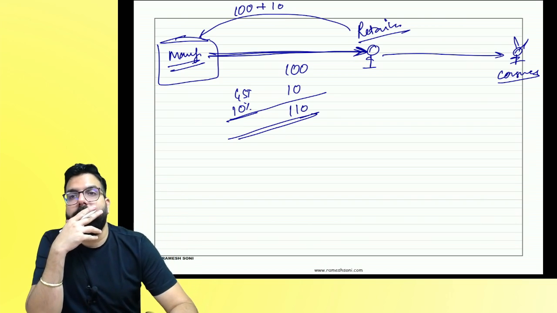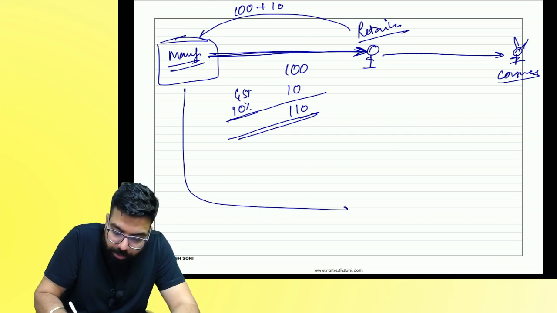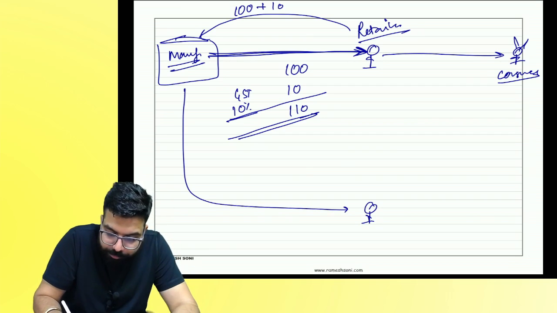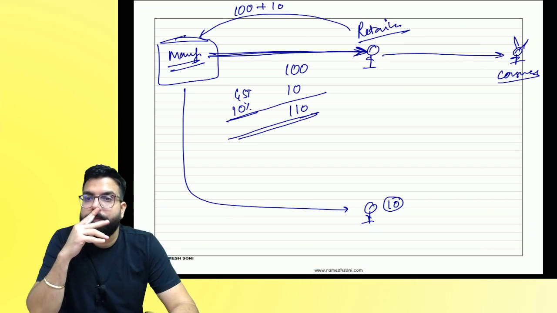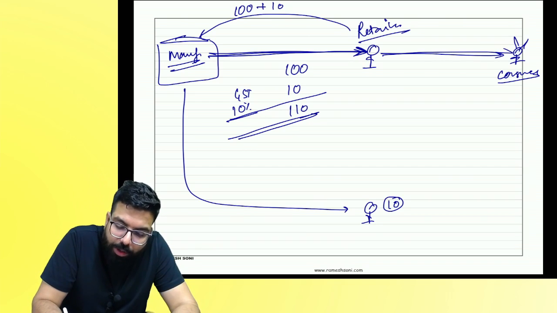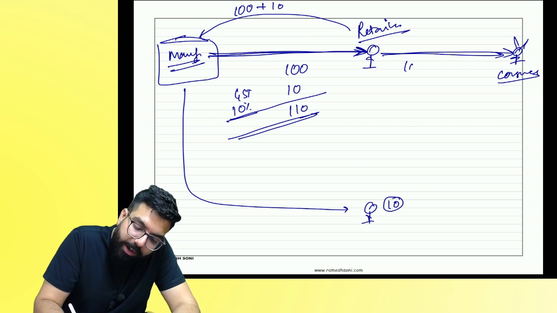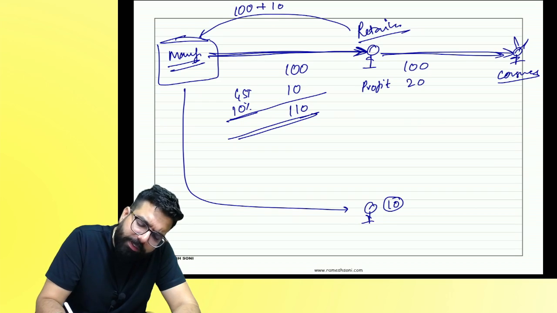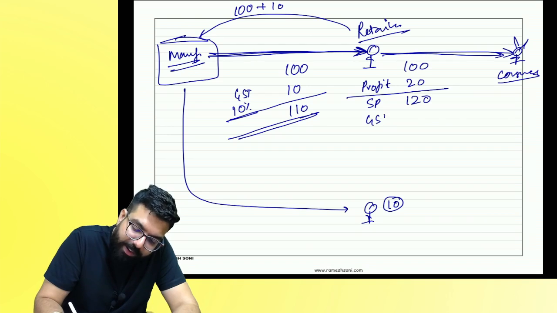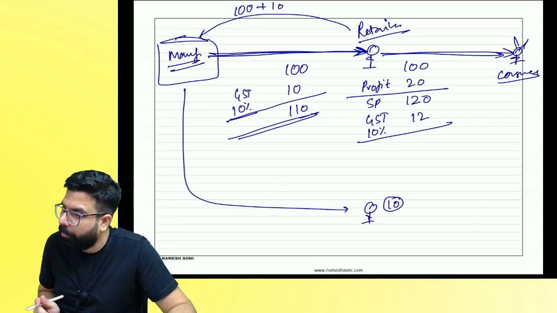Do you agree with me? He will pay to the government how much? Now he sold the goods to the final consumer. 100 rupees worth of goods, he made a profit of supposedly 20 rupees. How much is the selling price? How much is the GST? 12%, 12 rupees. Do you agree with me?